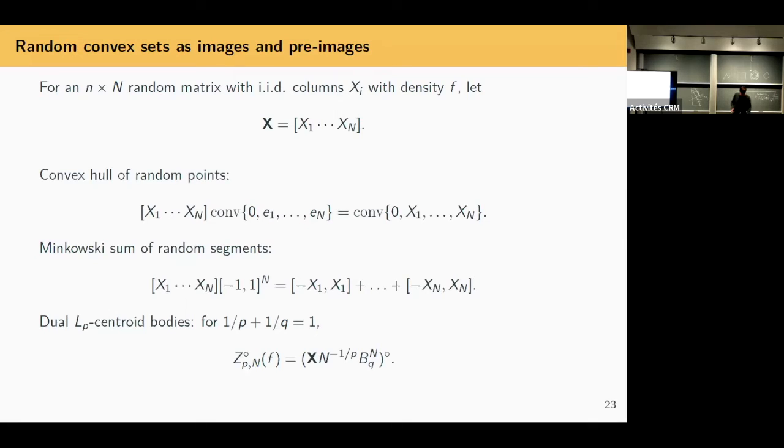I'm good for time, right? So I will think about a matrix where I have column vectors sampled according to a density F. Take them in a convex body if you want. I'll fill them in as columns.